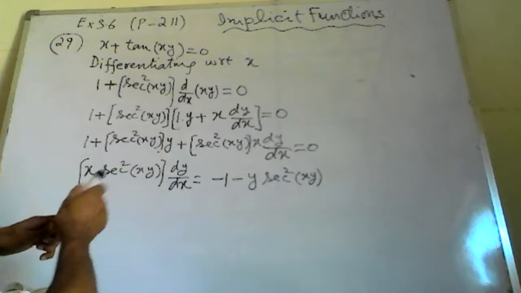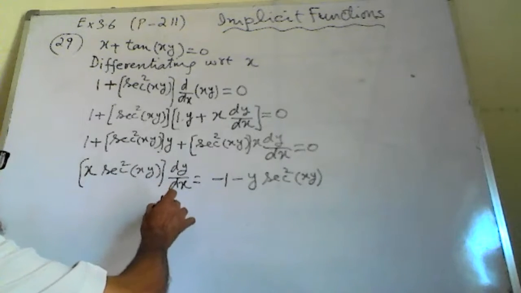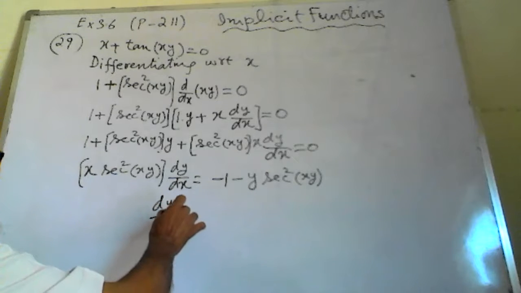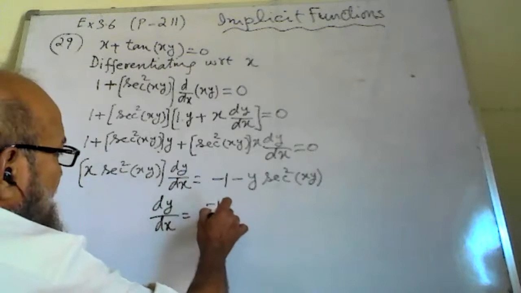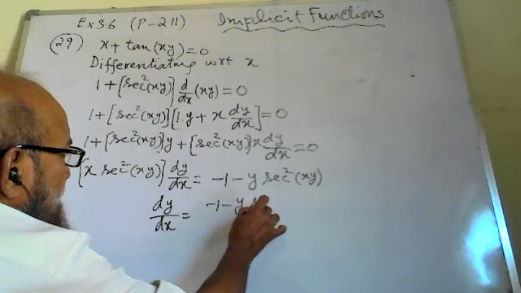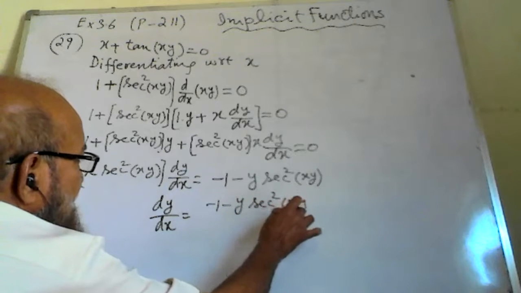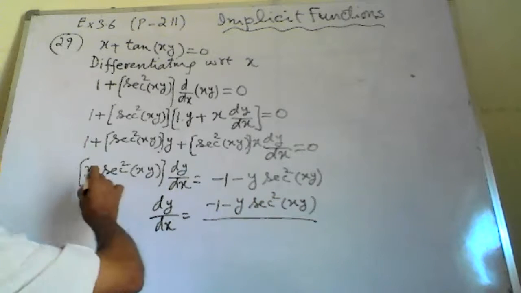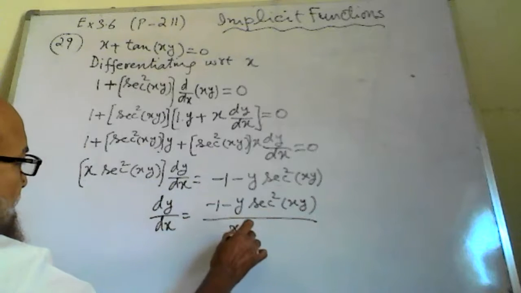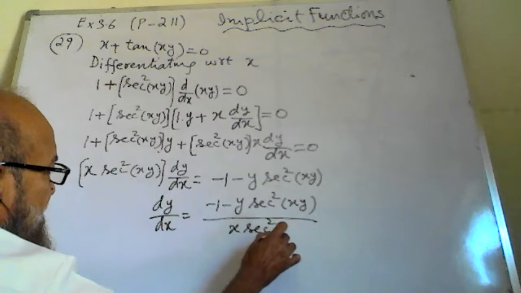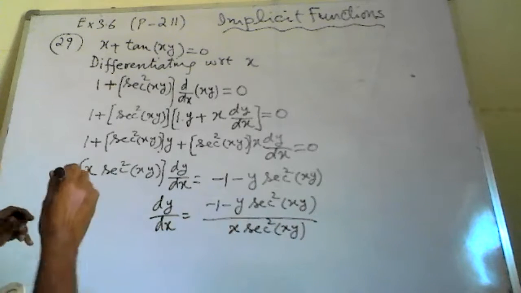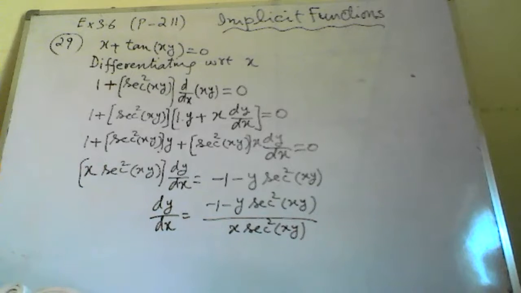So dy upon dx will become -1 minus y sec square xy divided by x sec square xy. This is the answer. Dy upon dx will be equal to -1 minus y sec square xy upon x sec square xy. This is the answer.